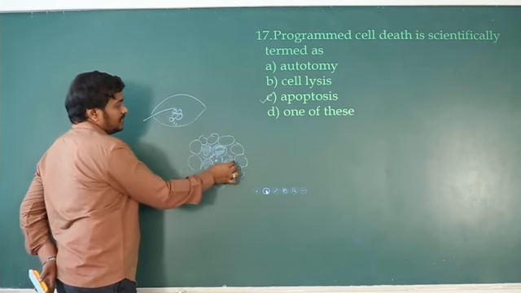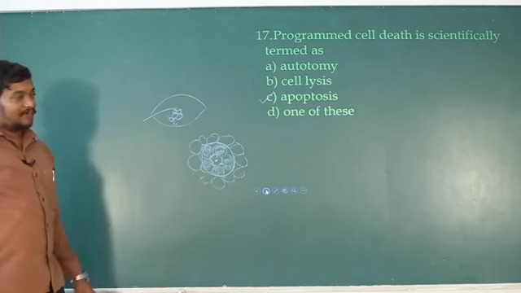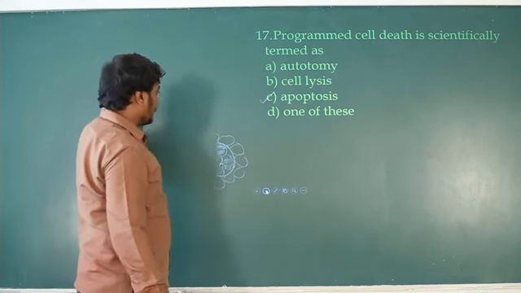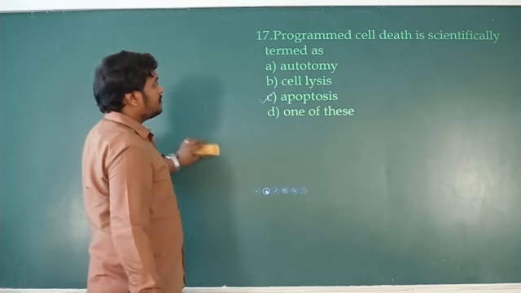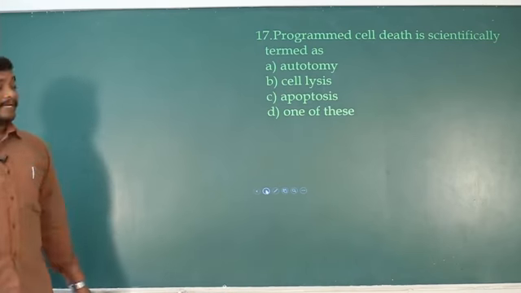This is what we call programmed cell death. That is, it avoids the spread of the virus in this part. Okay, that is apoptosis, called programmed cell death. So it's a kind of defense mechanism in the plants to overcome or to fight against the pathogens.